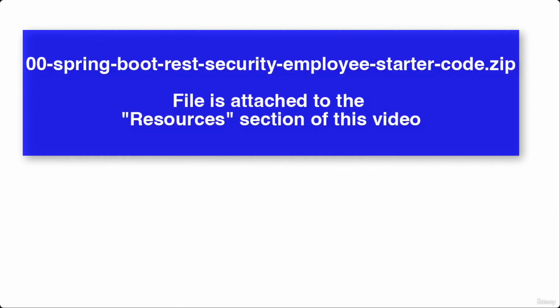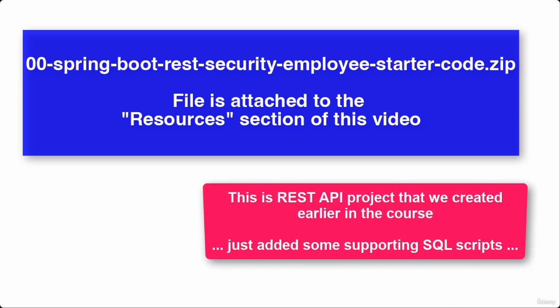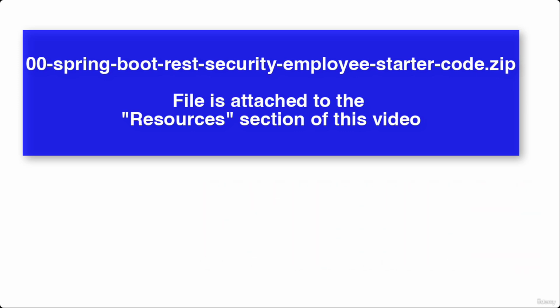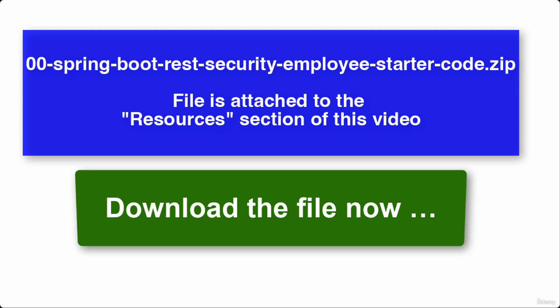And now what I'd like to do is just download some starter code just to get us up and running. So we have this file here, this zip file that you'll download. This file is attached to the resources section of the video. And this is the REST API project that we created earlier in the course. So the same code you've seen before. I simply added some supporting SQL scripts for us to do some database work, but the majority of the code here is the same. Okay, so again, in the resources section of this video, be sure to download that zip file.